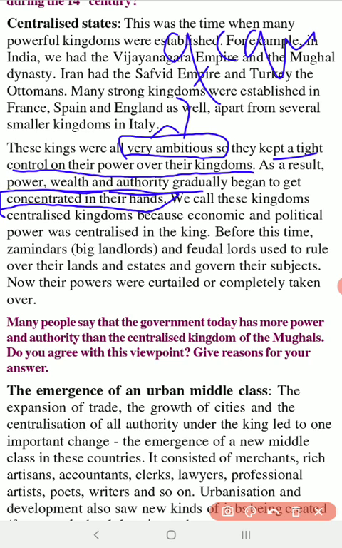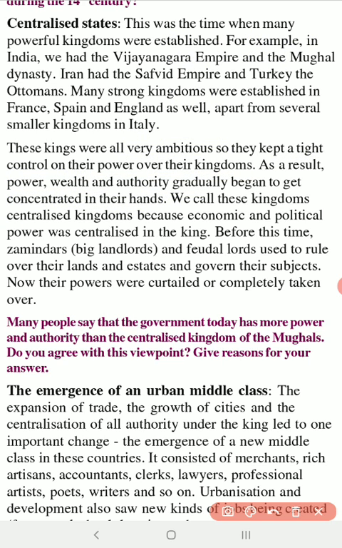So what happened? Now slowly these people who were so wealthy once upon a time, these wealthy merchants, also came under these kings. So before the establishment of the kingdom, there were feudal lords.